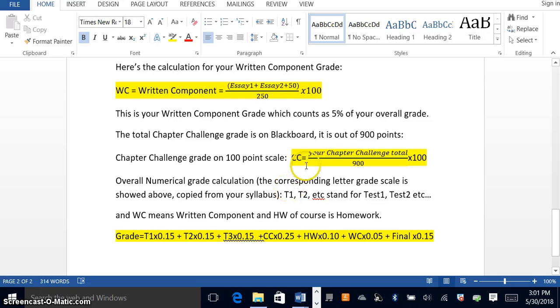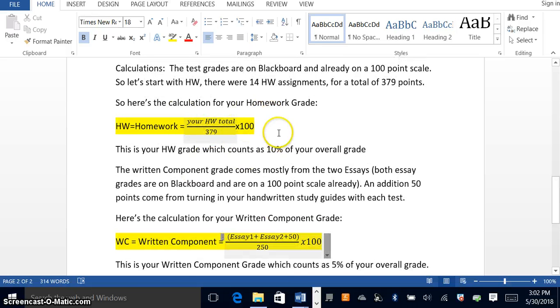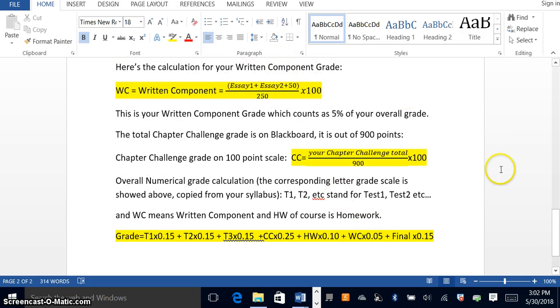That's what CC means. That's your chapter challenge numerical grade out of 100. There, HW is the homework grade out of 100. That's this calculation right up here, and then the written component, what I call the written component, WC, that's this calculation right here, and you just multiply that by 0.05, of course, because that's only 5% of your total grade. The homework is 10% of your total grade, and then the final exam is worth 15% of your total grade. So the final exam, of course, is out of 100 points.